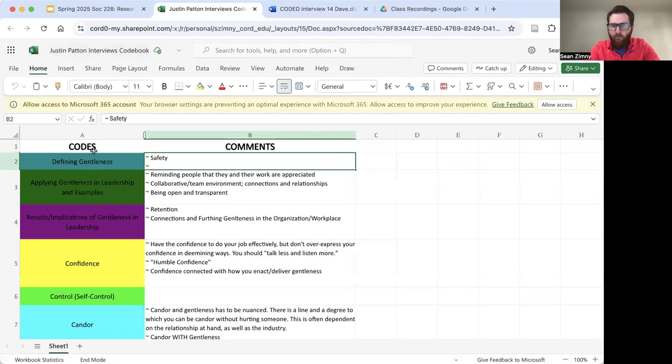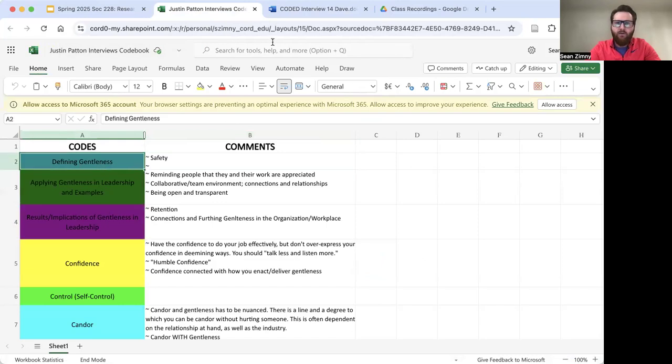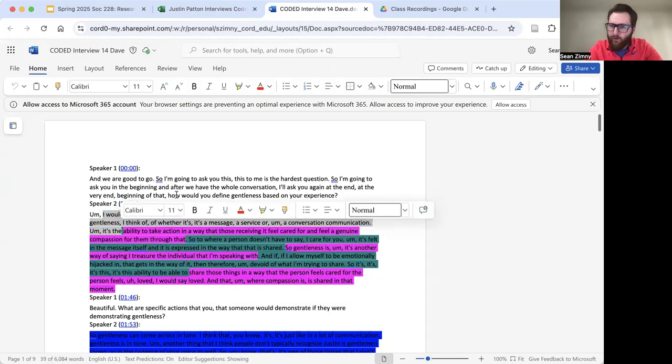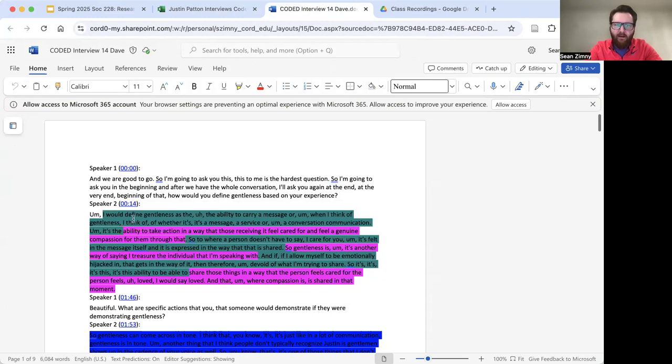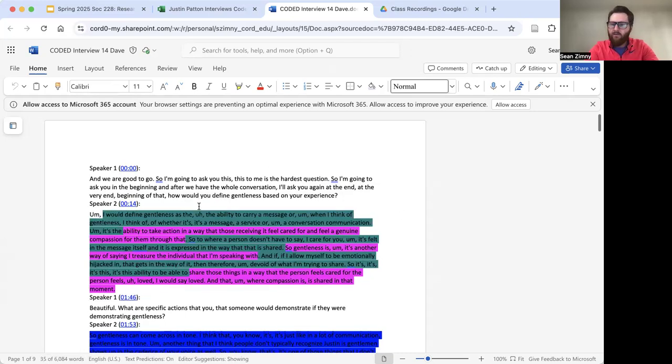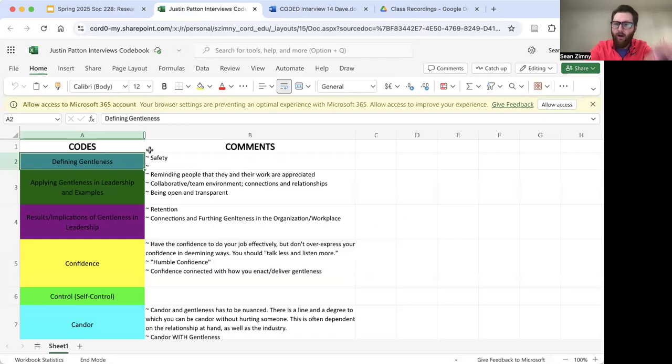Let's say these codes coincide with this interview transcription. So if someone said something that had to do with defining gentleness, I'm going to code that as the same color as the code that's in my code book. See how the question was exactly asked by the researcher: how would you define gentleness? And so the person started answering, I would define gentleness as the ability to carry a message, or when I think of gentleness, I think it's whether the message, a service, or a conversation, communication. And so they answered the question to a certain degree, right? They answered the question of defining gentleness. So you coded that. You highlighted that section with the same color as your code in your code book.